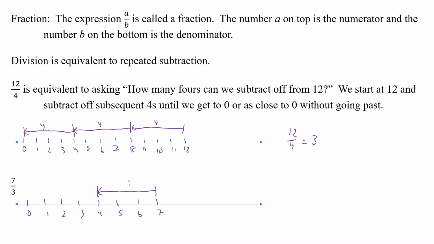So that's our first 3. Now we're going to subtract off 3 more. 1, 2, 3. Now we're here. Now we can't subtract off another 3 because we'll go past 0. So what happens is this is our remainder. So then we have 7 divided by 3 is equal to 2, and we have a remainder of 1. Okay, there are going to be different ways we write remainders, but right now we can just say the answer is basically 2 with a remainder of 1.